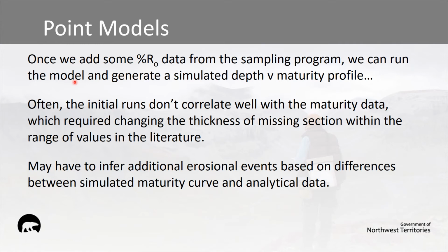With maturity data from sampling, in this case vitrinite reflectance, we can run the point models and generate a simulated depth versus maturity profile. Most of the time, the first run of the model won't line up well with the data from chip samples. In that case, we usually have to adjust unconformities and missing section. Sometimes, an unconformity has to be added. Let's look at some examples.